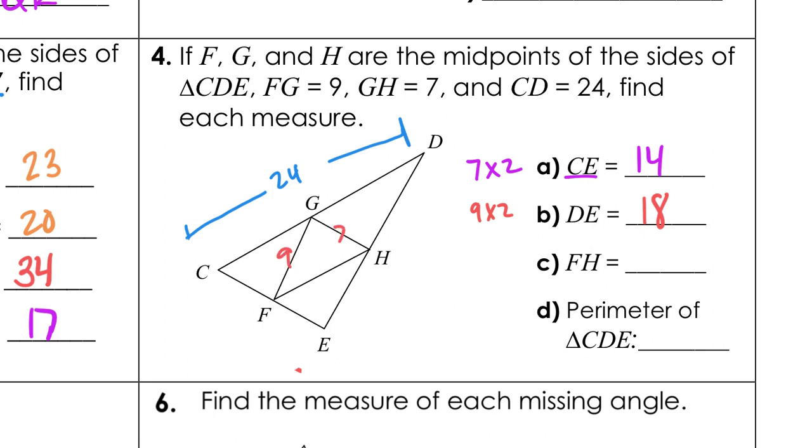All right. So this is 9, this is 7. Okay, so FH is this mid segment here, and this time we would have to use the fact that the whole side is 24. So we're going to take half of 24. So that would be 12.